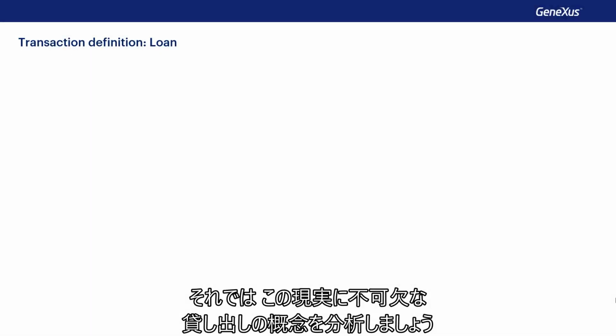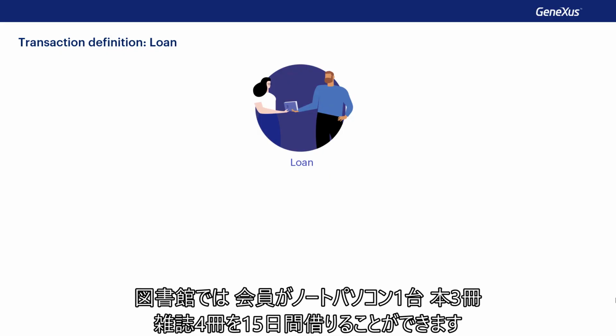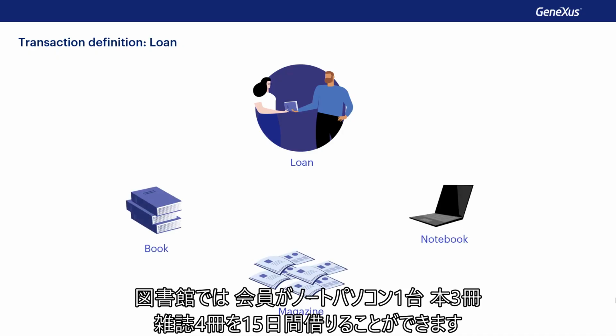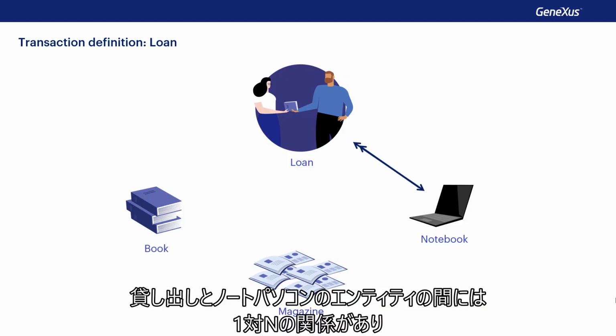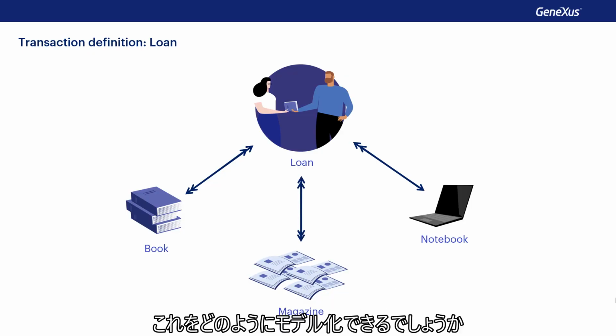Now let's analyze the concept of loan, which is essential in this reality. The library allows a member to borrow a notebook, 3 books, and 4 magazines for 15 days. We then have a one-to-N relationship between the entities loan and notebook, and a one-to-N relationship between loan and book, and between loan and magazine. How can we model it?